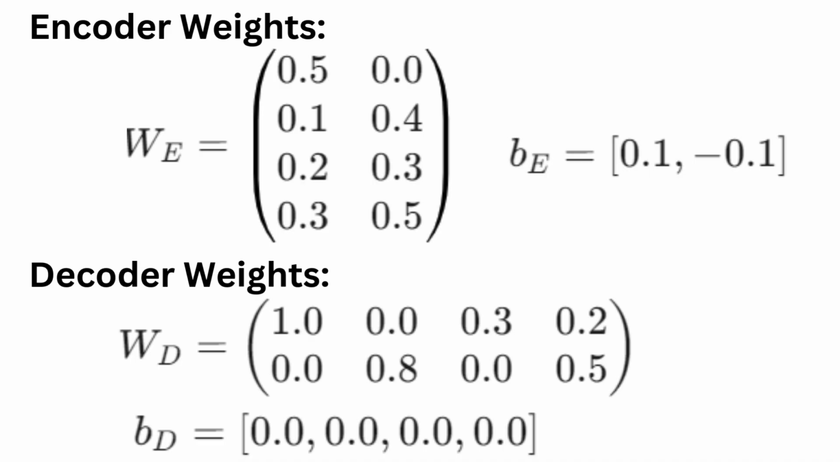Here are our initial weights and bias for encoder and decoder. The encoder has a 4 cross 2 weight matrix and 2 biases. That's because we have 2 hidden neurons. The decoder has a 2 cross 4 weight matrix and 4 biases because we have 4 output neurons in the final layer. All bias values are set to be 0.